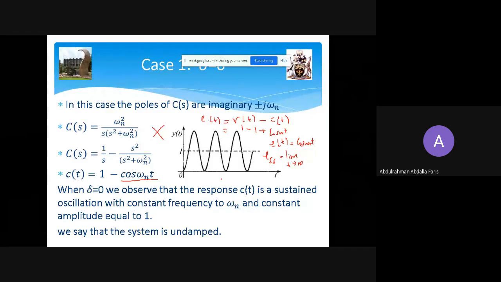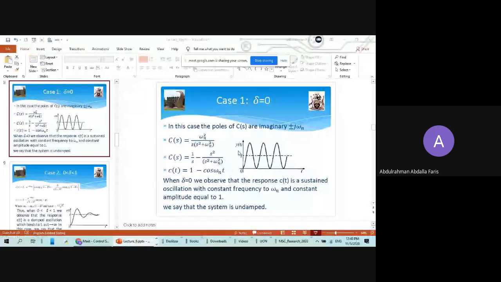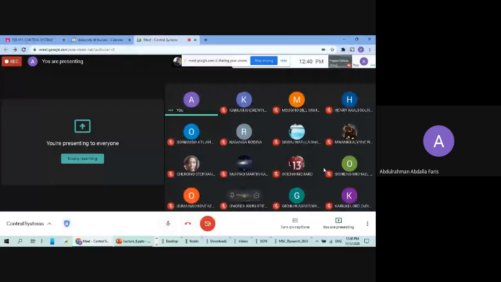So if cos of infinity is undefined, then it means we cannot get a value of a steady state error for that system. Anyone else?